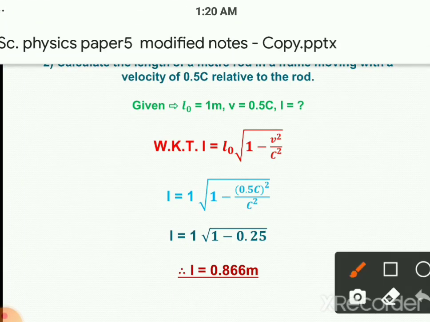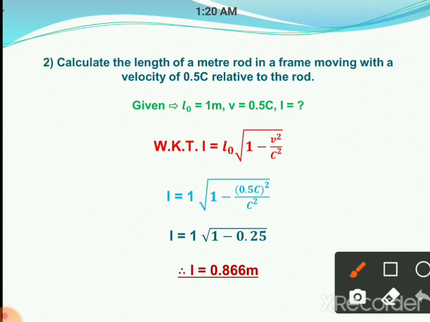Consider another problem. Calculate the length of a meter rod in a frame moving with the velocity 0.5 times c. C means velocity of light. That means it is moving with the velocity of 0.5 times the velocity of light relative to the rod.